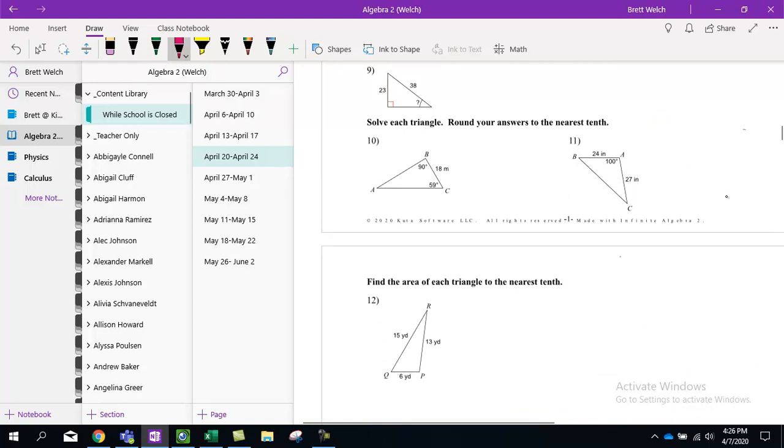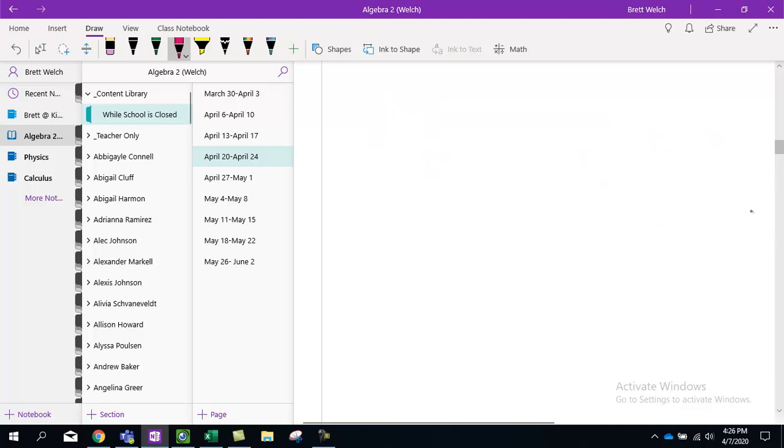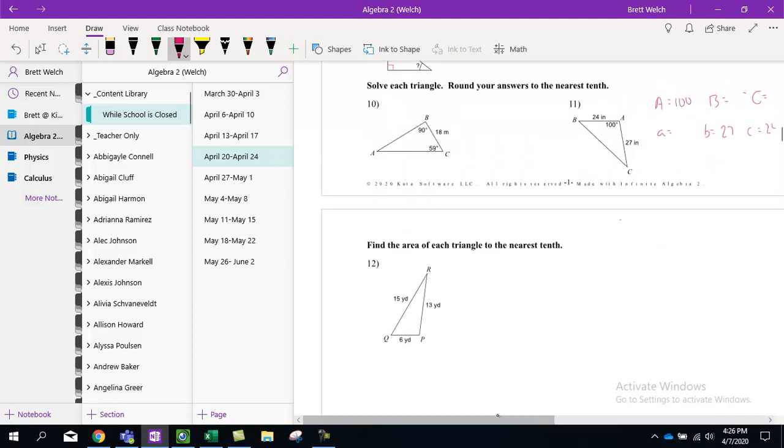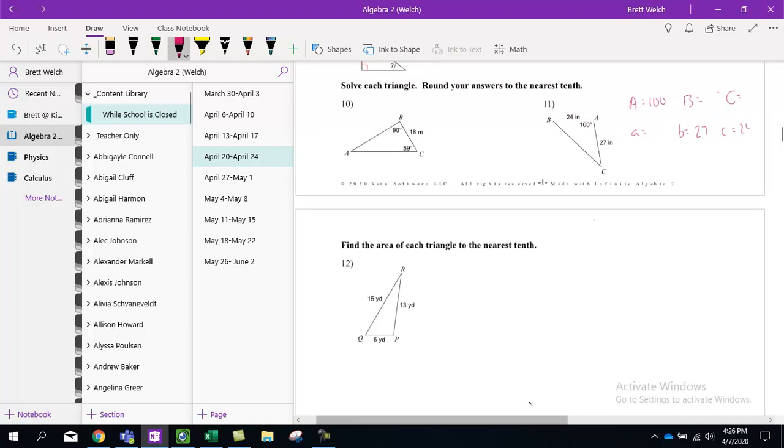But anyway, all right, so now we have number 11. Same idea. I want to find capital A, which is 100, capital B, which is unknown, and capital C, which is unknown. I need little a, which I don't know. But I do know little b is 27. I know little c is 24.